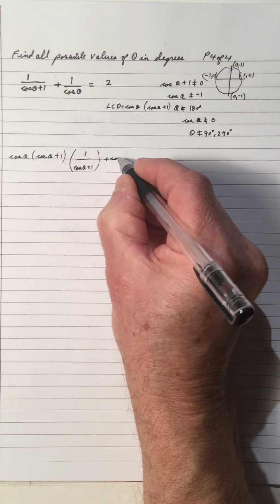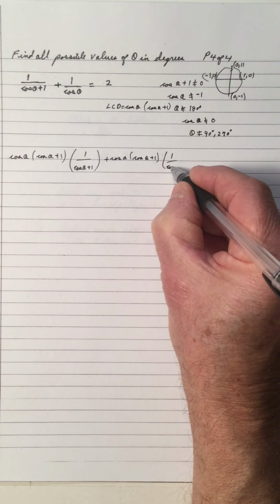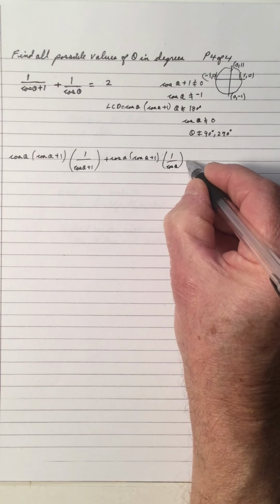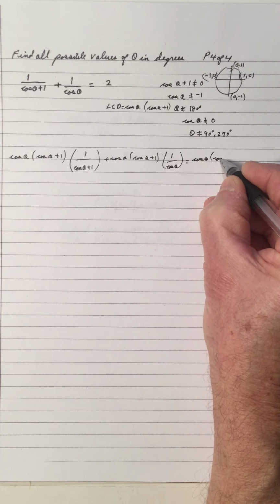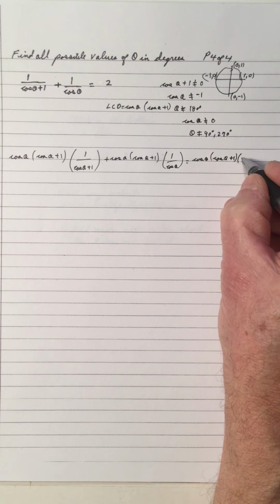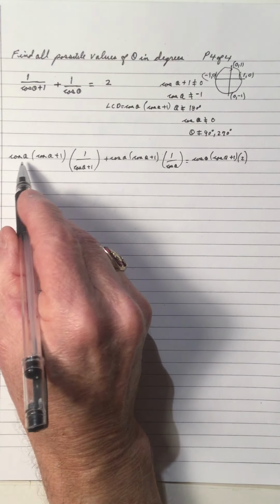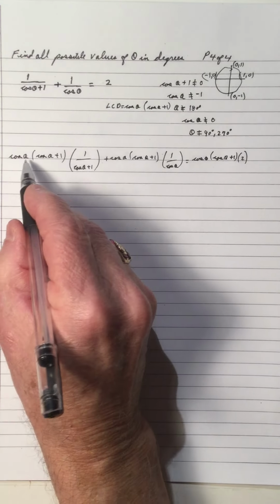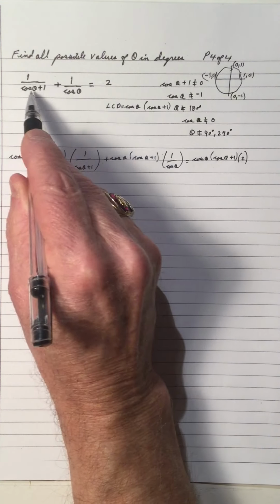And cos theta plus 1 is your LCD. I'm going to multiply it by 1 over cos theta. And we have cos theta and cos theta plus 1 times 2. So notice I wrote it down so you can see what's happening. The LCD is multiplied by each of these parts of the equation.